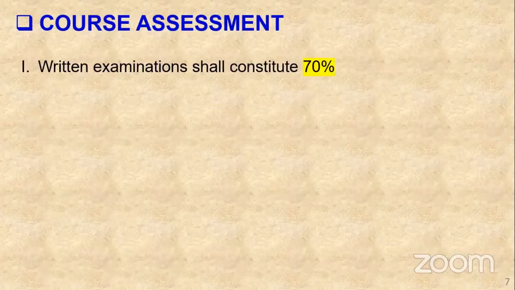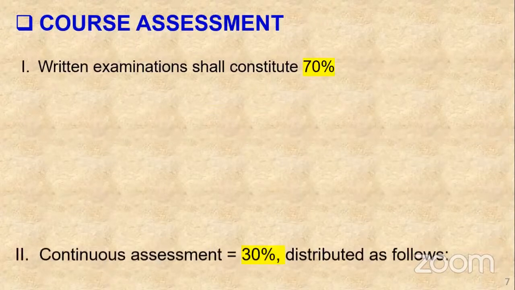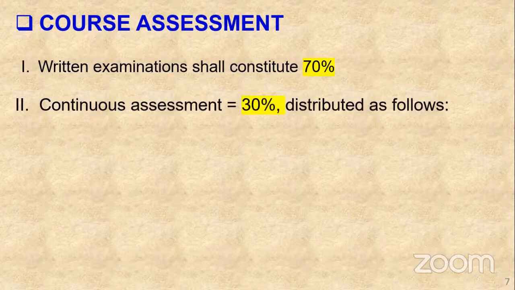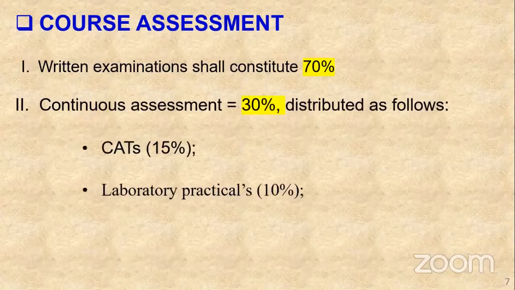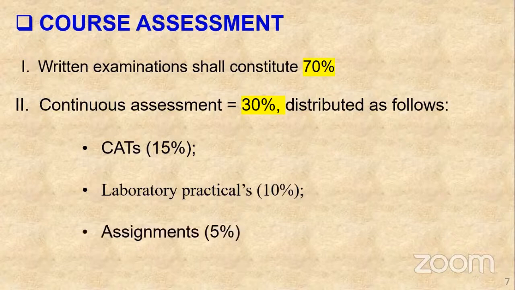So this is the assessment. Nothing has changed. The written exam will constitute 70%. Continuous assessment is 30%, whereby the CAT is, oh, this is different. Laboratory practicals 10%, CAT 15%. It's the other way around because you're going to have assignments. So you have the CAT is 10%, assignment 5%, and laboratory practicals 15%. Yeah, I've corrected that. Okay.